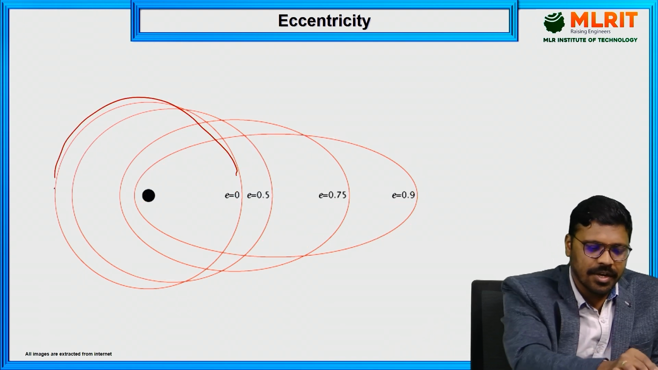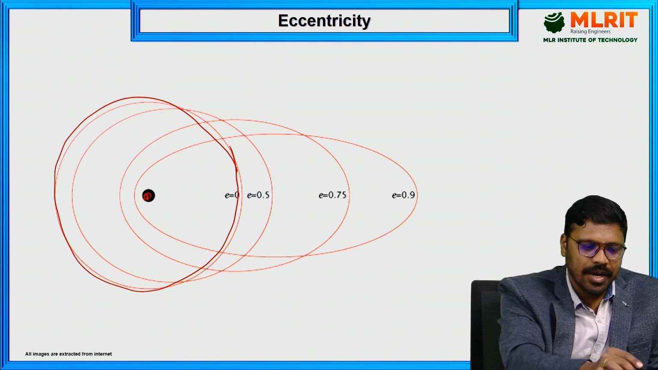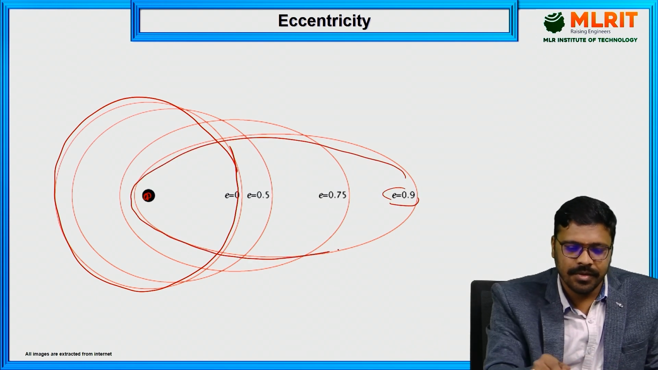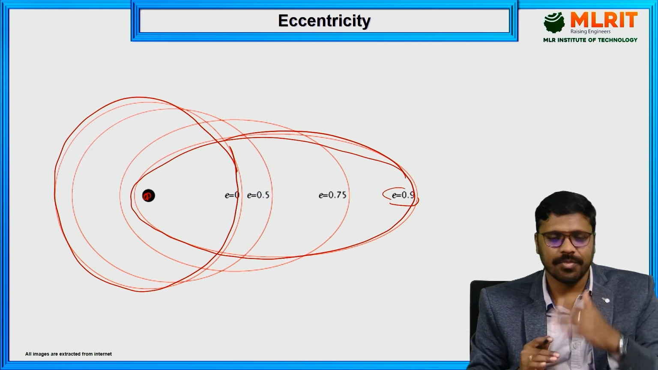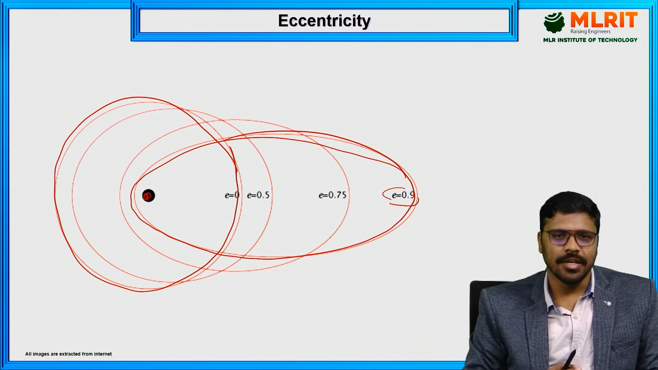So this is a circular orbit, and this focus is same for all these orbits. And if you go for eccentricity 0.9, this is the orbit. So as the eccentricity increases, the deviation from the circular orbit increases. The departure from the circular orbit is increasing.